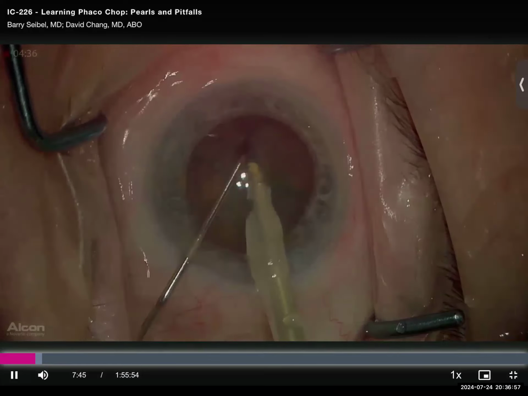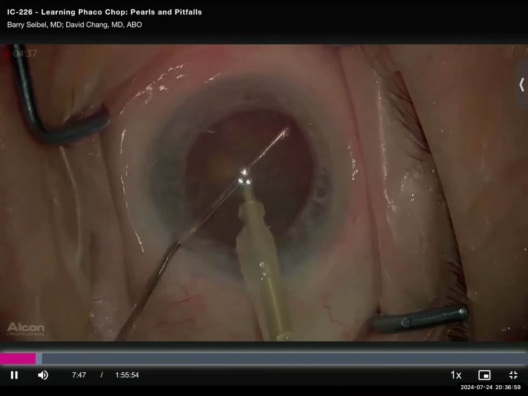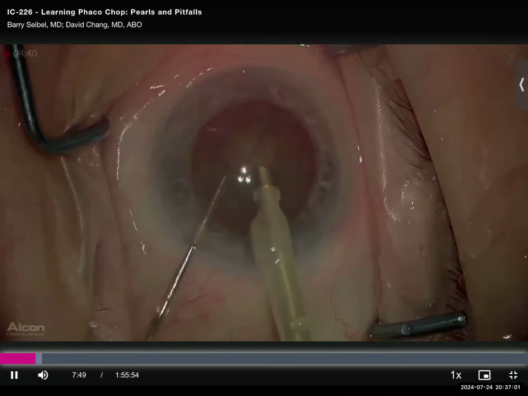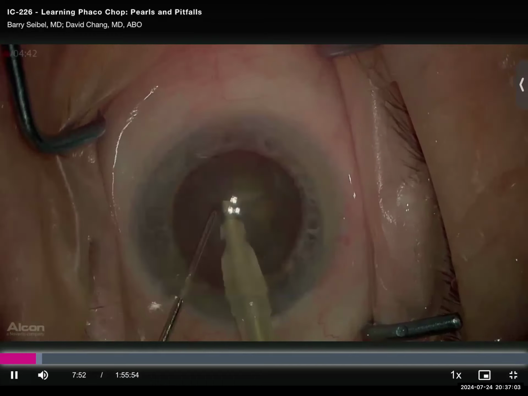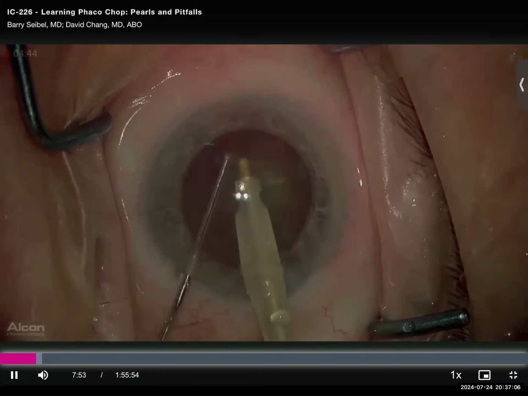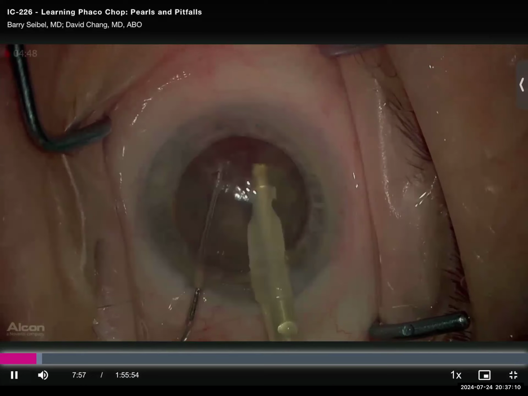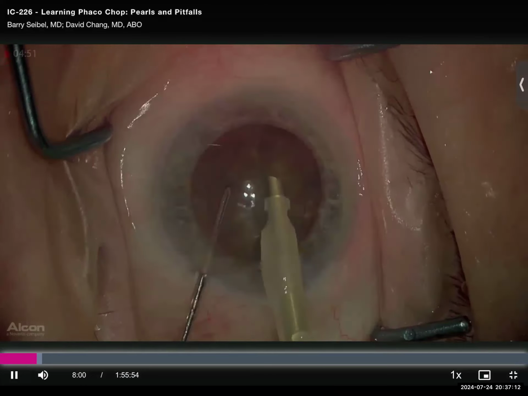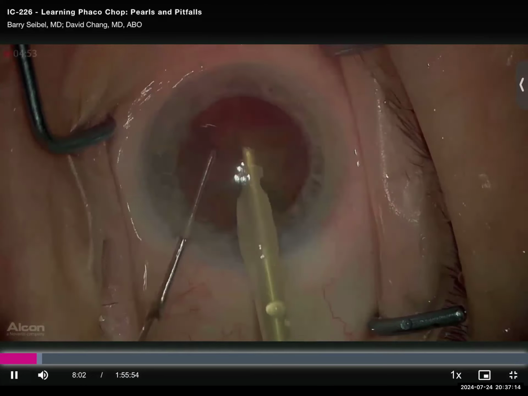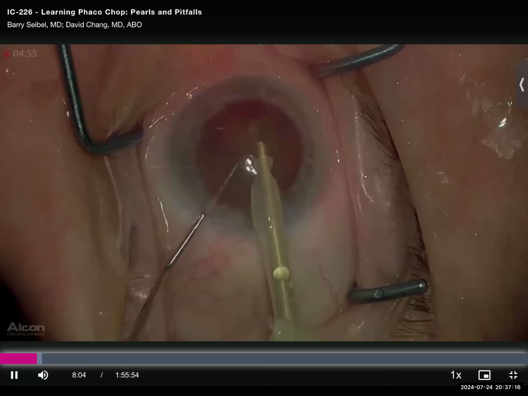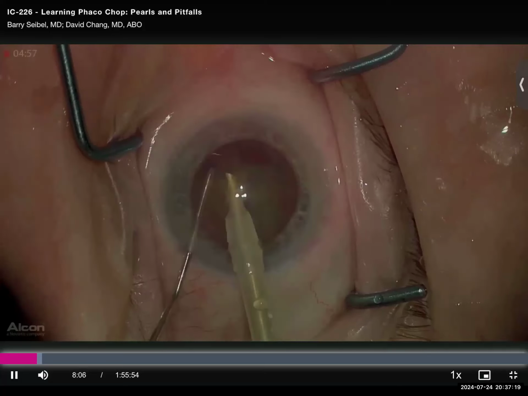Now, because I'm not going under the CCC, I can simply keep rotating. Doesn't matter which direction, but with vertical chop, it's a little easier counterclockwise. And I'm just sort of cutting all the pieces, like I cut a pizza into all the pieces before I take out the first slice. So that is vertical chop.